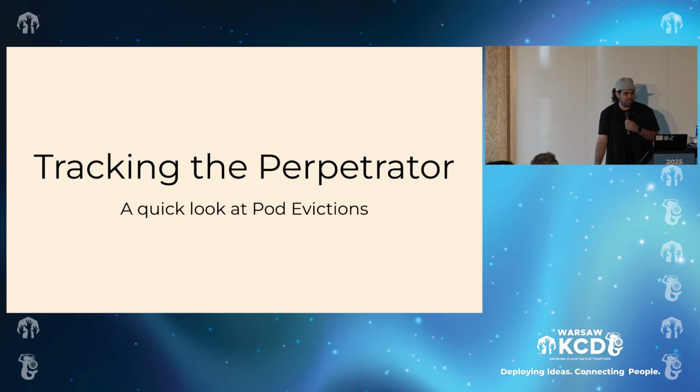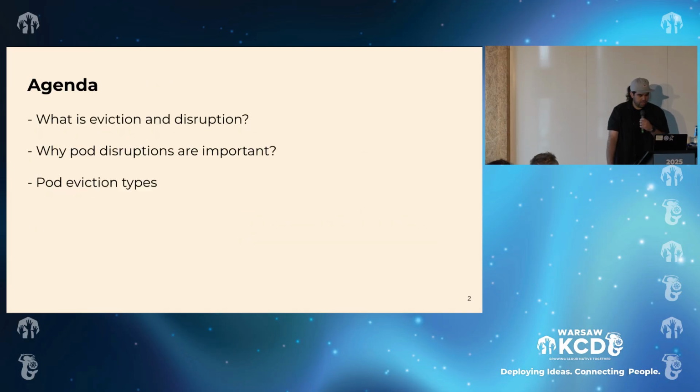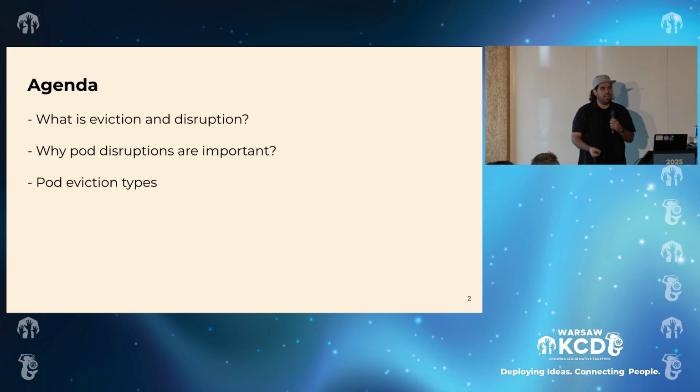And this is my slide about tracking the perpetrator, which is a quick look at pod evictions. In this short talk, I will walk you through something that we often overlook in Kubernetes, which is pod evictions. Today's agenda: I will try to cover the difference between eviction and disruption, then answer the question of why pod disruptions are important, and go through the pod eviction types.